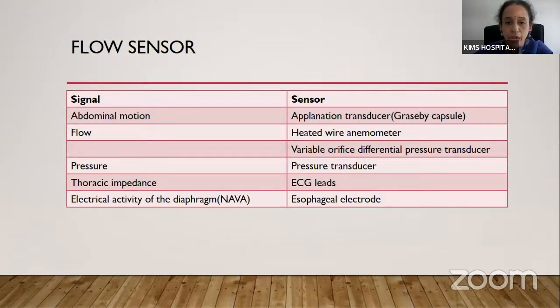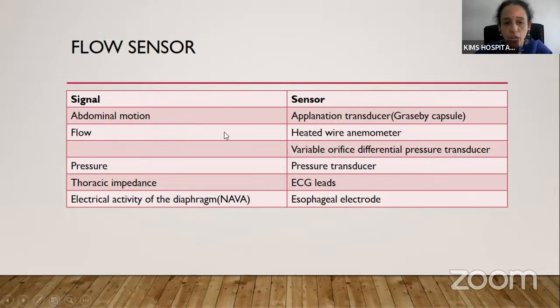So what are the different types of flow sensors? The first one is detecting the abdominal motion. This is the applanation transducer or Graseby capsule. And then the thoracic impedance is detected. That is the change in the chest wall movement of the baby is detected by the ECG leads. These two are outdated now, and currently we are using the flow sensors.